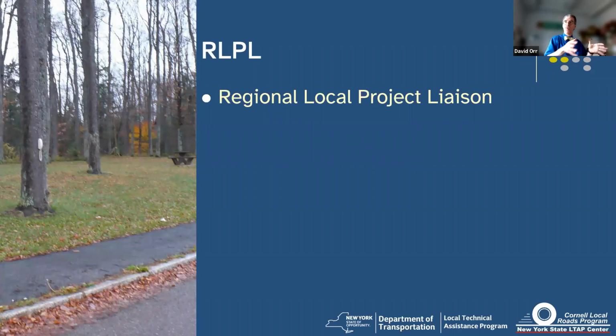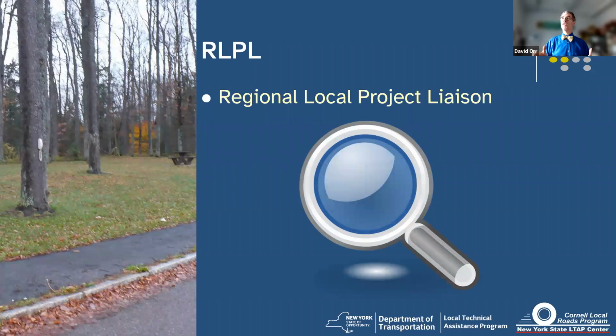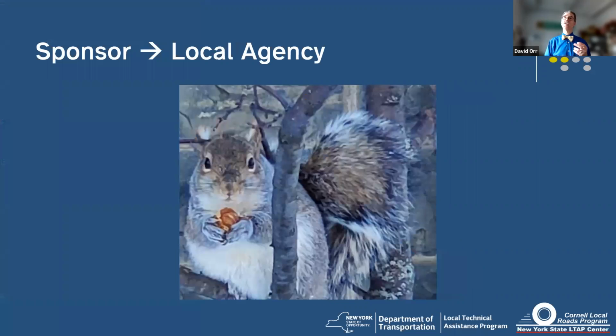This is the contact point between the state DOT and the local agency of the sponsor, okay? You really want to know who that person is. You might even, before you go get federal aid, get their name and pop them a note. Get to know them. They can be very, very helpful and help you solve problems. And if you talk to them early, they can really help you solve problems. So get to know your RLPL as soon as you can and create a relationship. Definitely worth it.